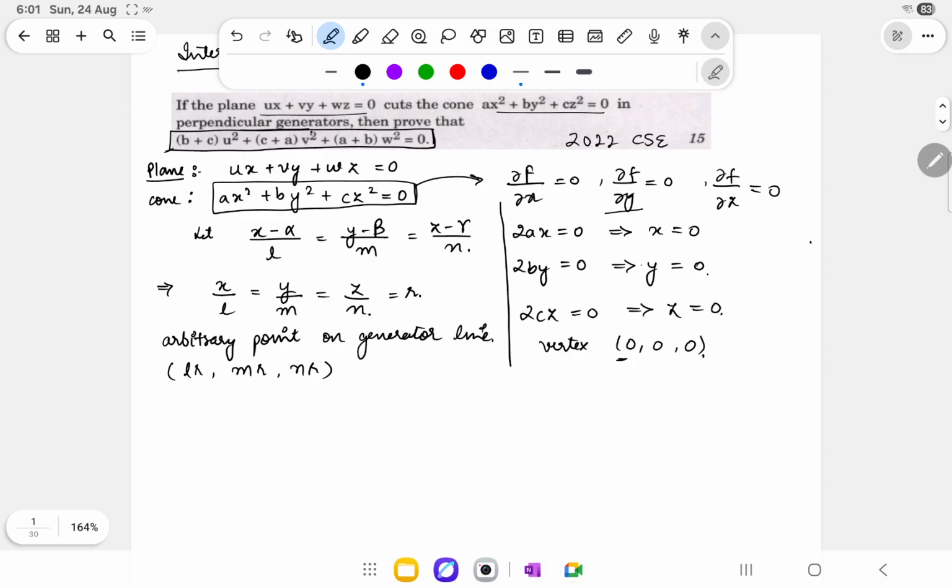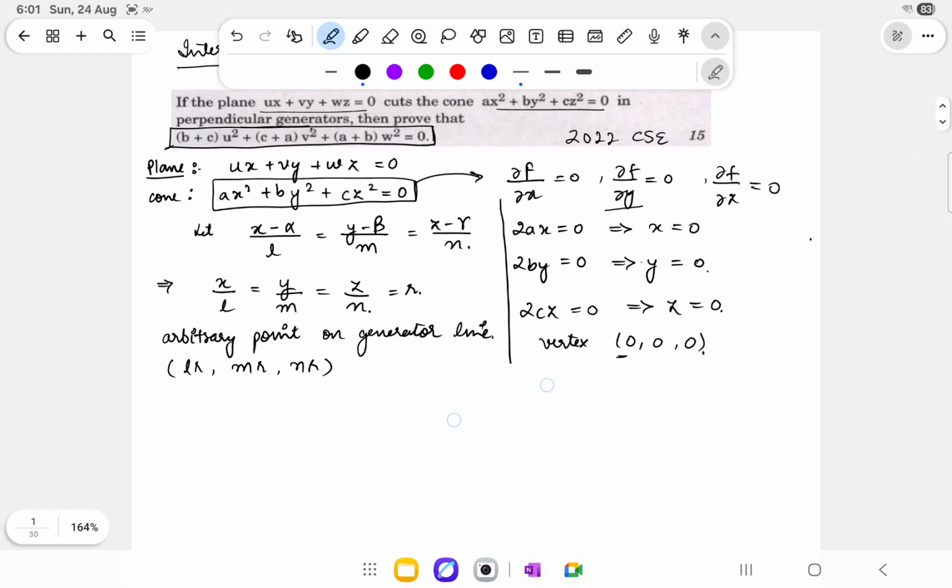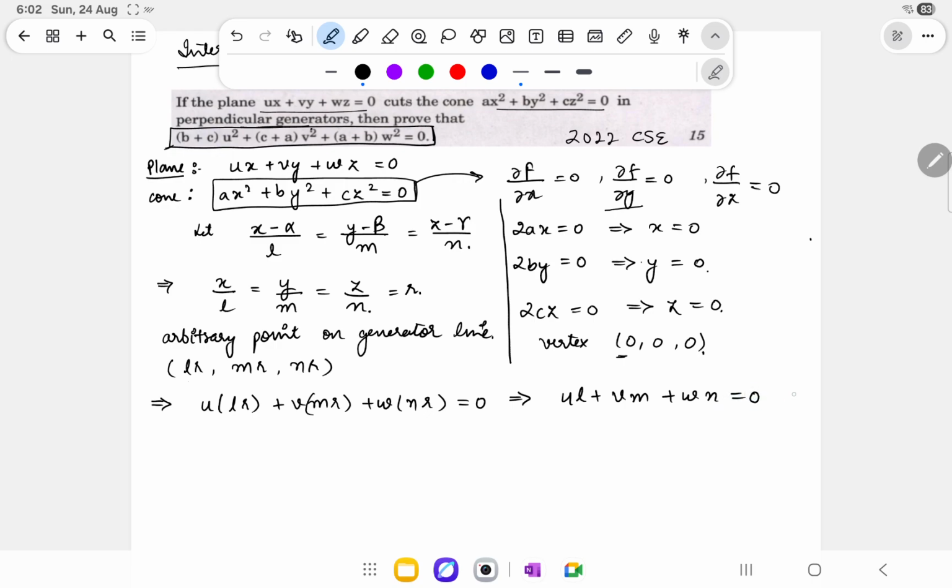If this is any arbitrary point on the generator line, then this point must satisfy the equation of both the plane and the cone, because the plane is the one that is intersecting the cone in perpendicular generator lines. So using that, I got u into lr plus v into mr plus w into nr equals 0. That basically gives me ul plus vm plus wn equals 0. Let's name this equation star 1.